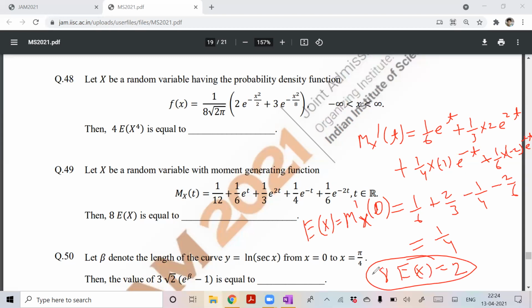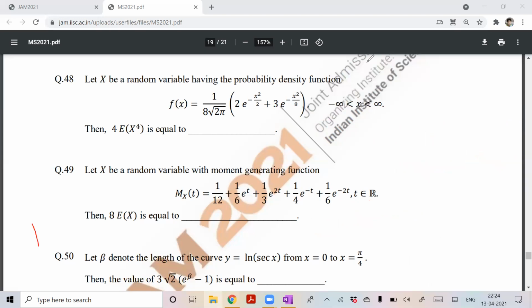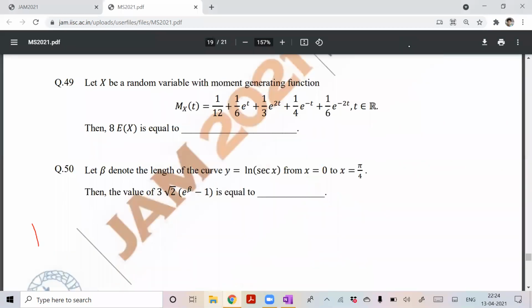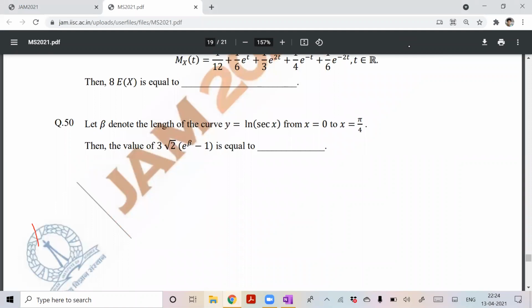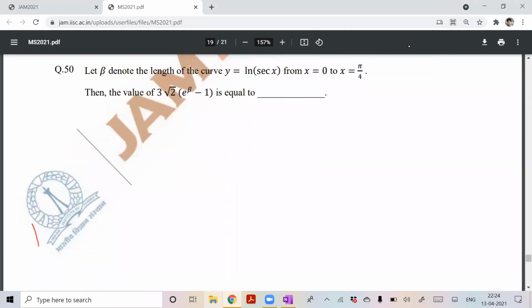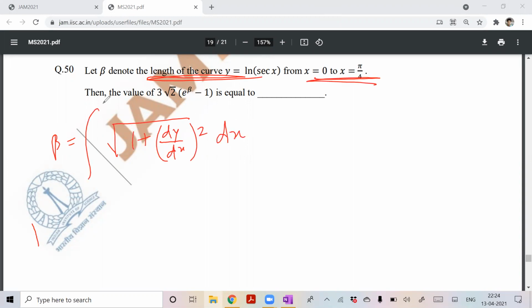Okay. So let's solve question number 50. Question number 50 is, let beta denote the length of the curve y is equal to log sec x from x is equal to 0 to x is equal to pi by 4. Then this. So we have the formula for the length of the curve. The formula for the length of the curve is integral under root 1 plus dy by dx whole square dx, and the limit of x is given 0 to pi by 4. So 0 to pi by 4, 1 plus.